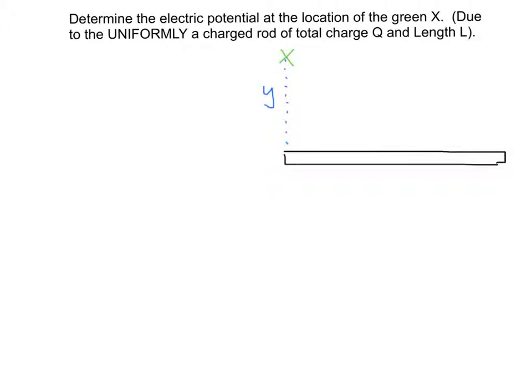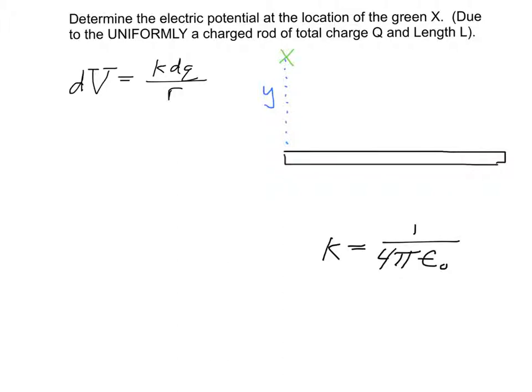Instead, we need to handle this as a continuous charge distribution. So we can modify the formula for the electric potential due to a point charge as follows. That is, the contribution to the electric potential of an infinitesimal chunk of charge dq is just the electric constant k times dq divided by the distance from dq to the location where we're interested in knowing the electric potential. Note that k is just shorthand for something that's often written this way. k is 1 over 4 pi epsilon naught, where epsilon naught is the permittivity of free space.